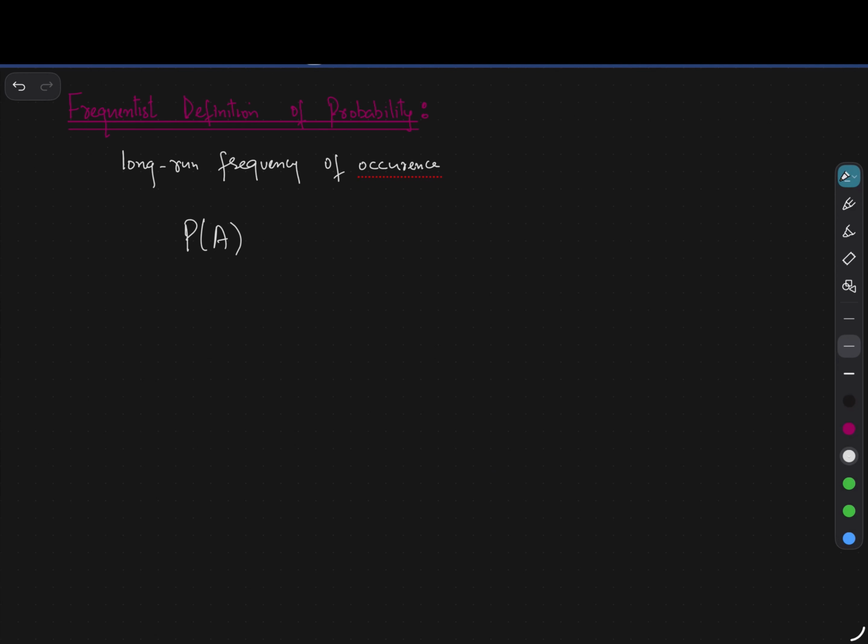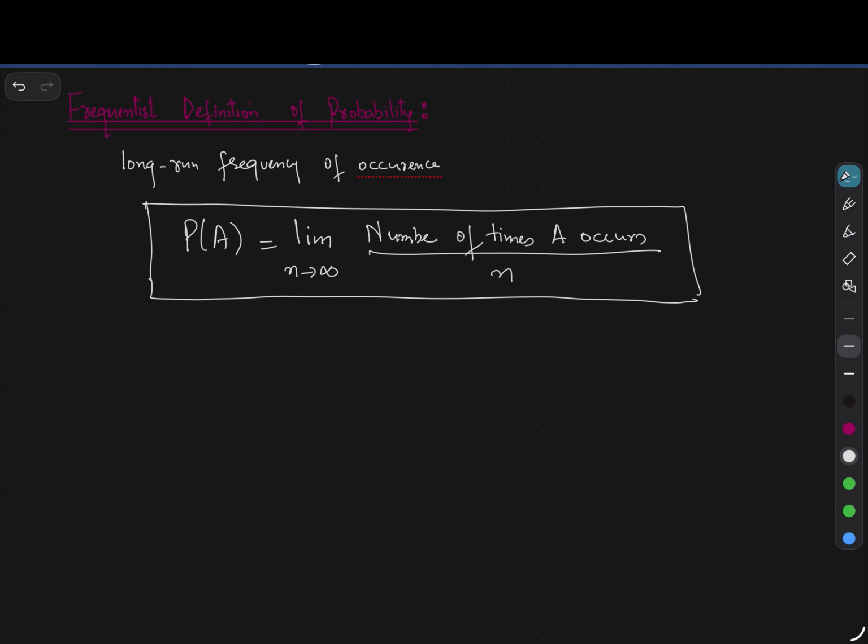Now formally we can write it like this. Probability of an event is equal to the limit as n tends to infinity. That means if we repeat the experiment a large number of times, as n tends to infinity, the number of times the event occurs divided by the number of times the experiment was repeated. So this is the formal definition of probability, or the frequentist definition of probability.